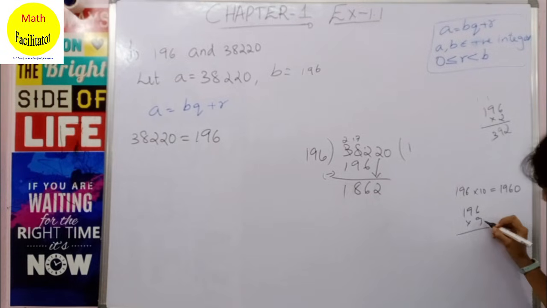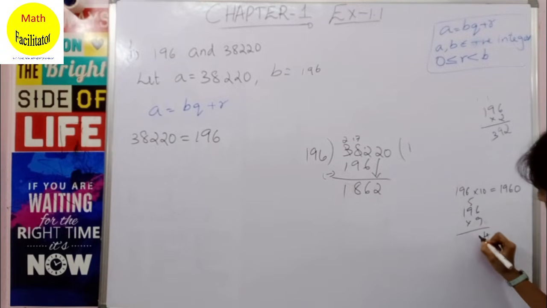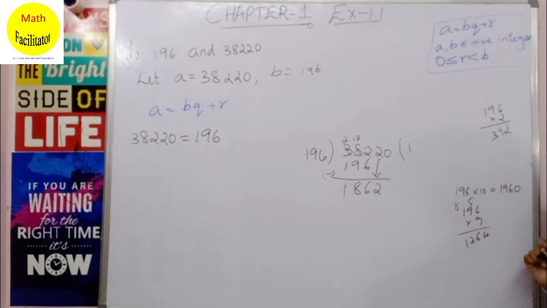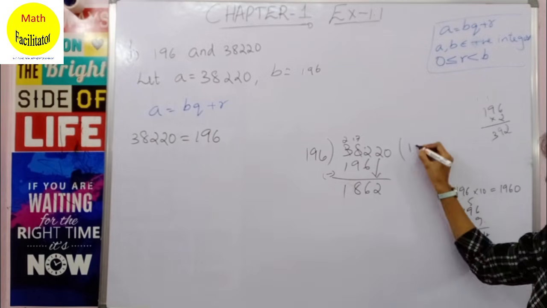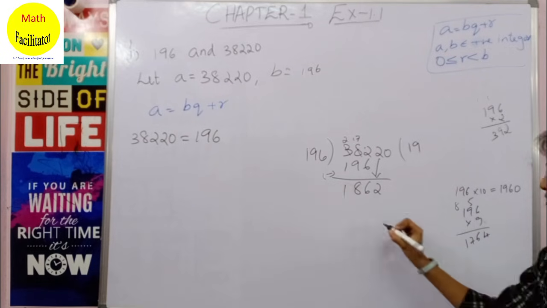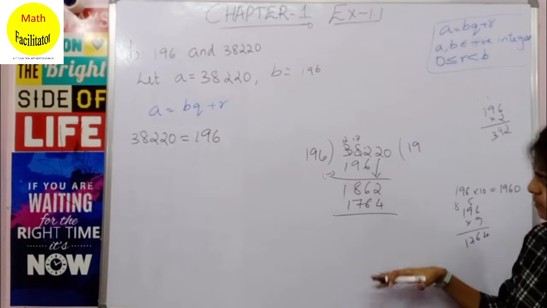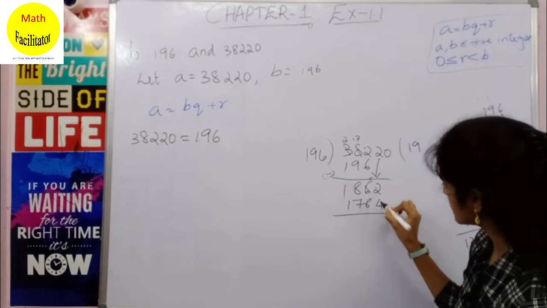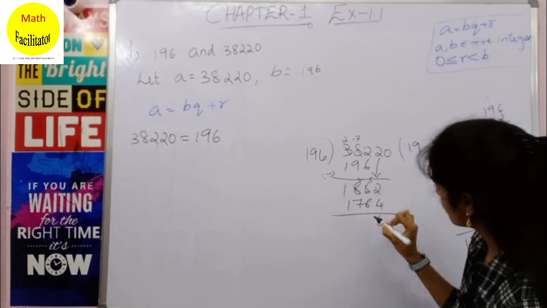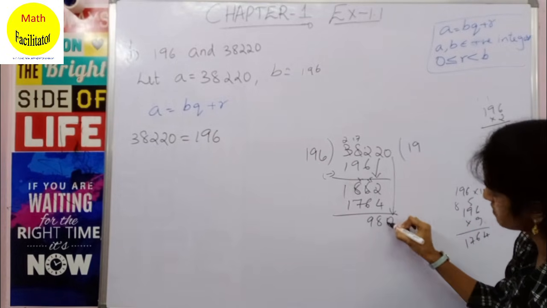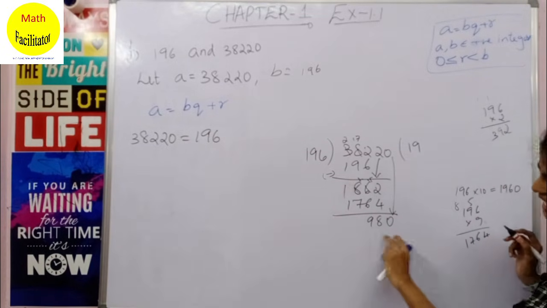So 196 multiplied by 9 gives you 1764. Clear? Now again subtracting, what do you have? This is 98, and let us bring the 0 down. So you have 980.